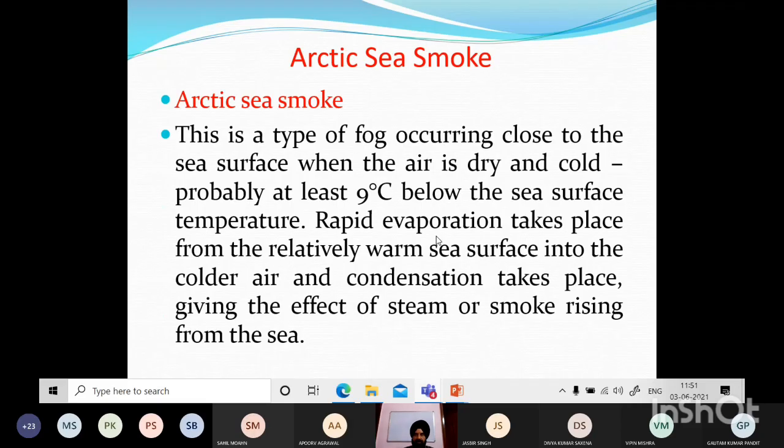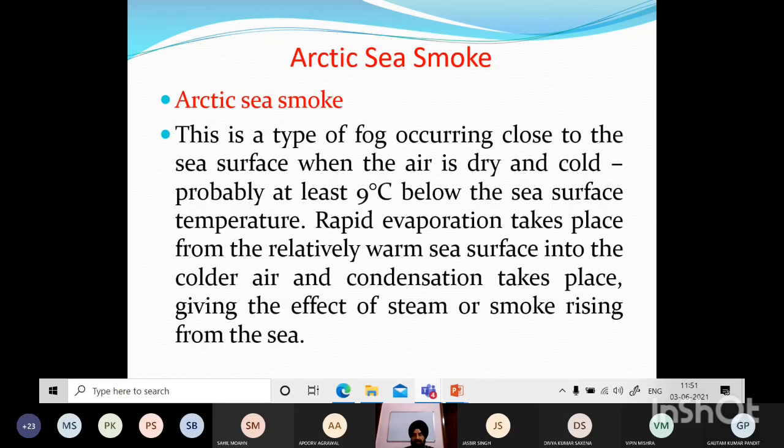Now what else happens at sea? Arctic sea smoke. Now what is Arctic sea smoke? This is a type of fog occurring close to the sea surface, when the air is dry and cold, probably at least 9 degrees centigrade below the sea surface temperature. Now the air is very cold and rapid evaporation takes place from the relatively warm sea surface. Earlier it was a cold sea surface and relatively warm air blowing over it, and we were seeing advection fog forming.